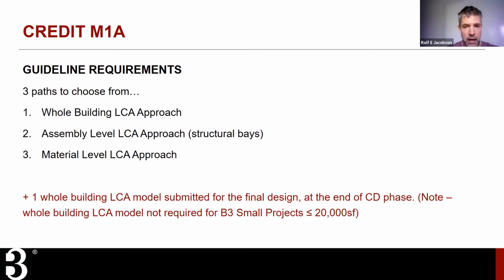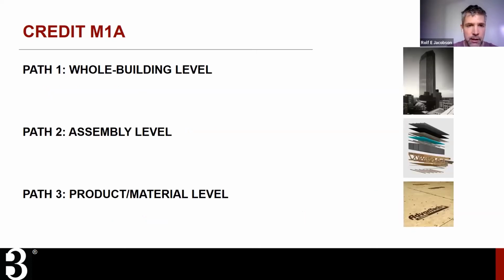If you happen to have a B3 small project, which is under 20,000 square feet, then that whole building LCA model is not required at the end. But if you don't fall into the small projects category, no matter which of these approaches you select, you will have to produce at least one whole building LCA model. So how do these work here?